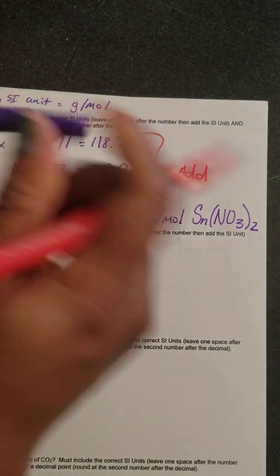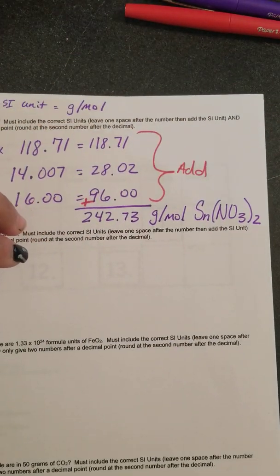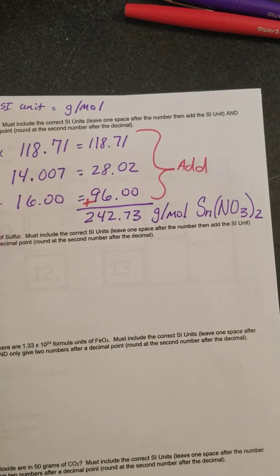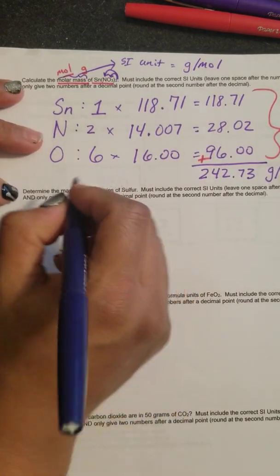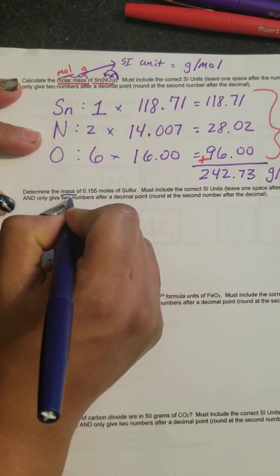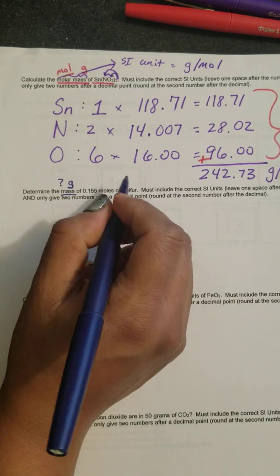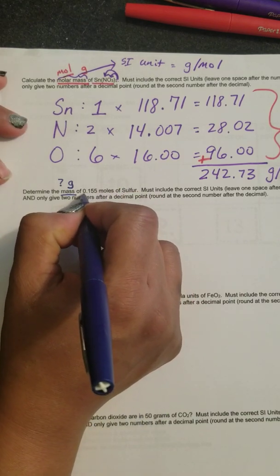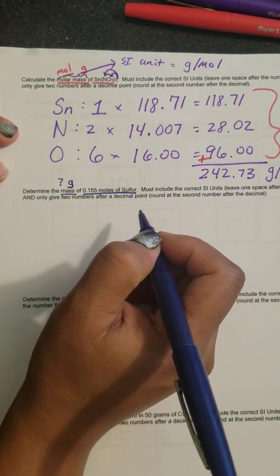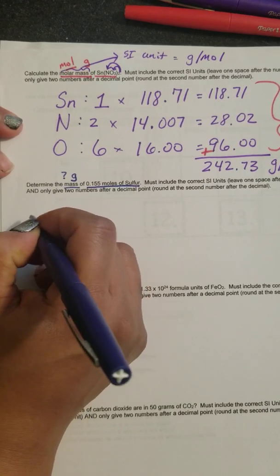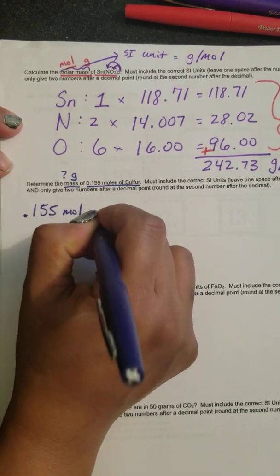Alrighty, let's try this again. Let's see what else we've got over here. So we're going to talk about a different one. Determine the mass. If you're looking for mass, then my question mark is I'm looking for grams of 0.155 moles of sulfur. That is what's given to me. I'm going to have to use dimensional analysis. So what do I do with the dimensional analysis? I write down what they gave me. 0.155 moles of sulfur.